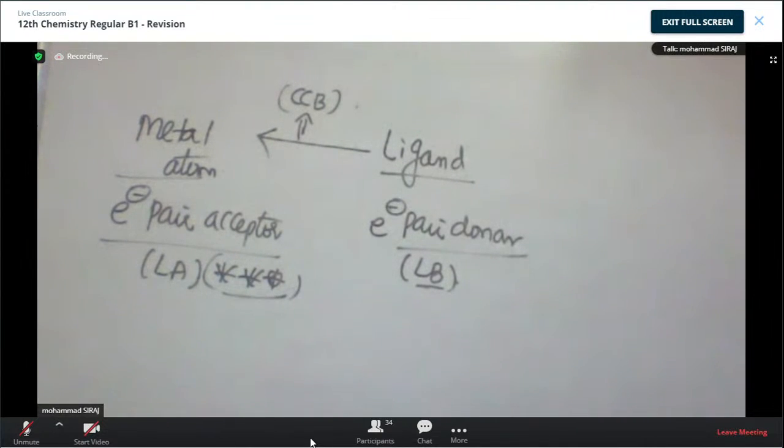Is it clear? Is it clear now what is meant by a metal atom and what is meant by a ligand? Ligand is nothing but an electron pair donor. Ligand is an electron pair donor.